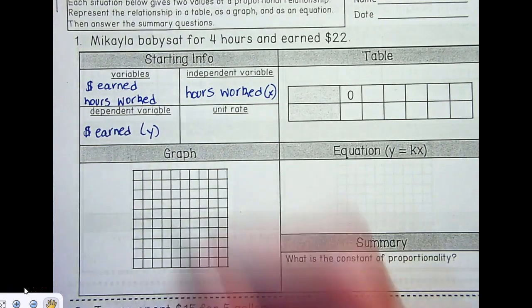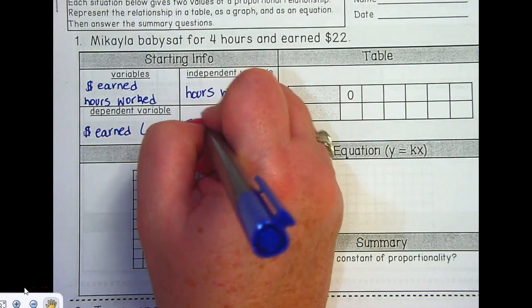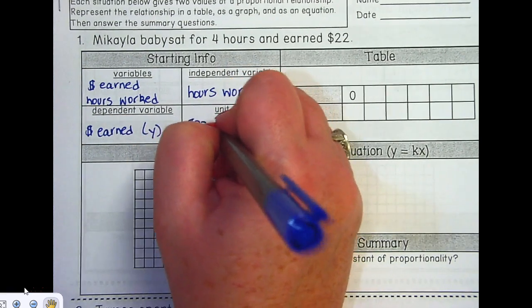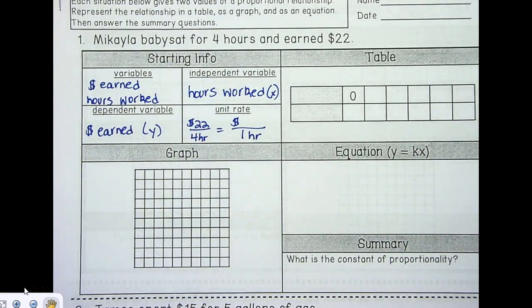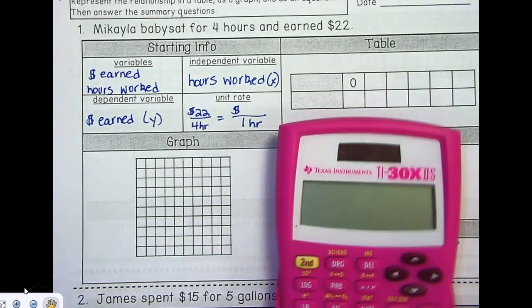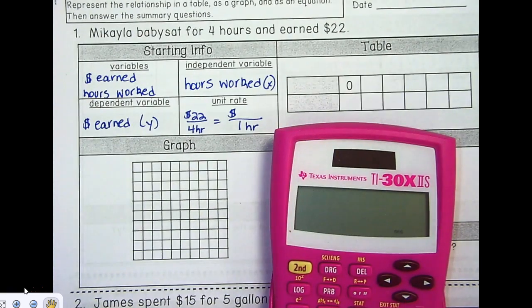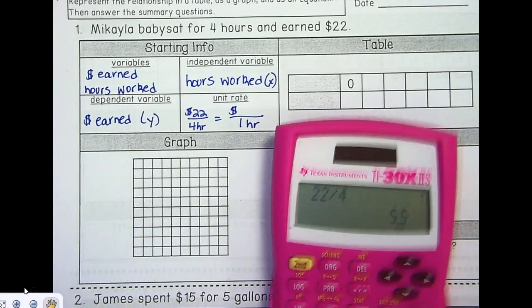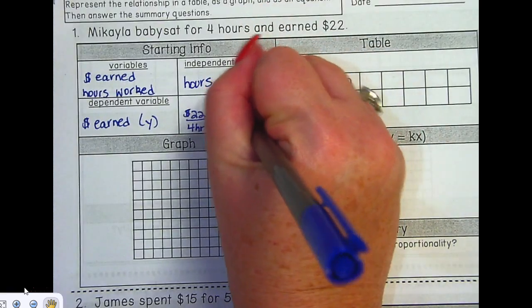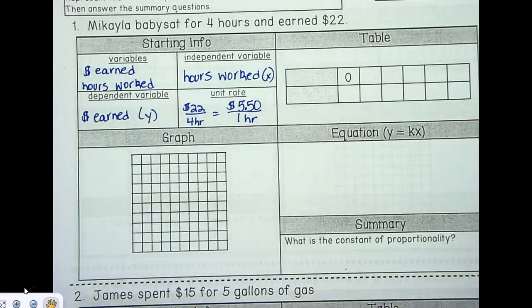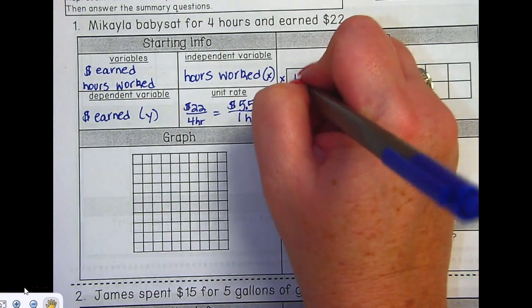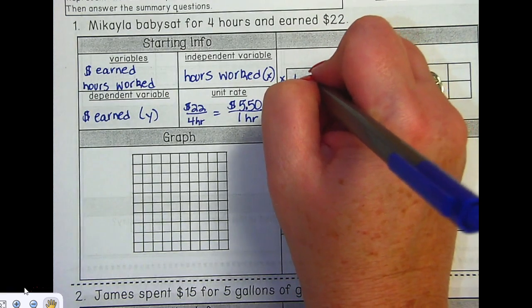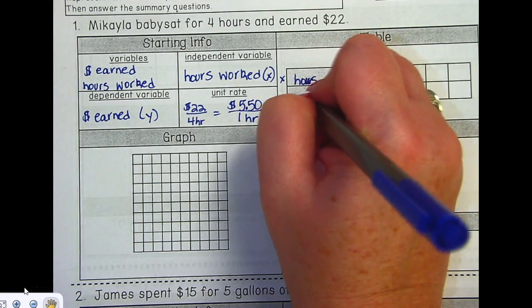Unit rate, $22 in 4 hours equals how much money in 1 hour? So let's do the math. 22 divided by 4 is 5.5. So how much money does she make per hour? $5.50. So remember, on a table, this is my X, this is my Y. So hours, oops, and money.